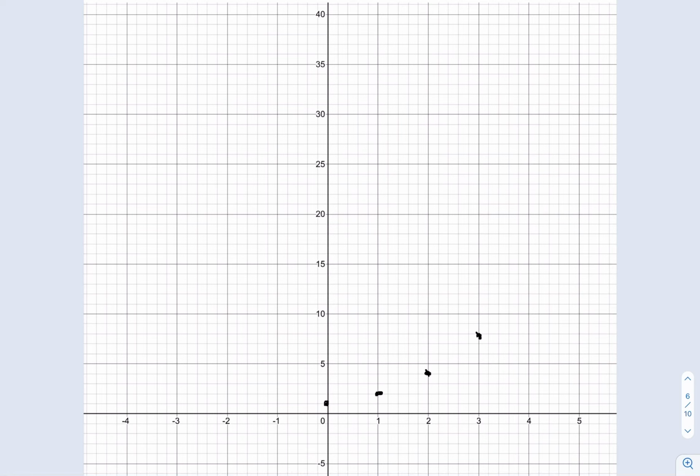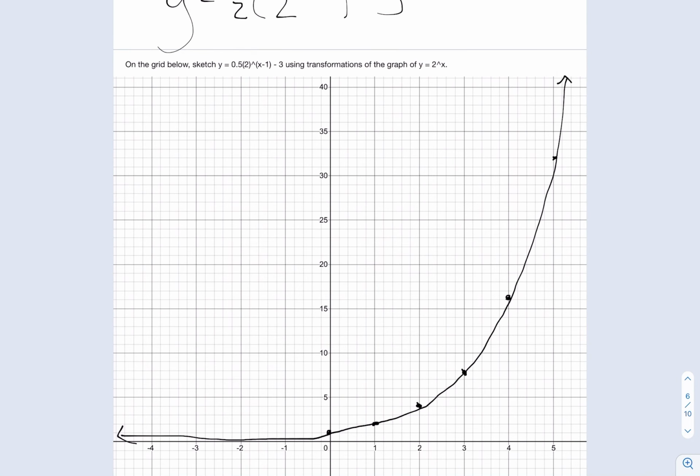2 to the power of 4 is 16. 2 to the power of 5, that's 32. And you get the idea. We just kind of keep going like this. There's a horizontal asymptote right there, and you draw your exponential there. Okay, hope that makes sense. And then if we're transforming it, we just multiply every point by 0.5 and shift it to the right by 1 unit because it's x minus 1, and shift it down by 3 because it's minus 3 at the end.